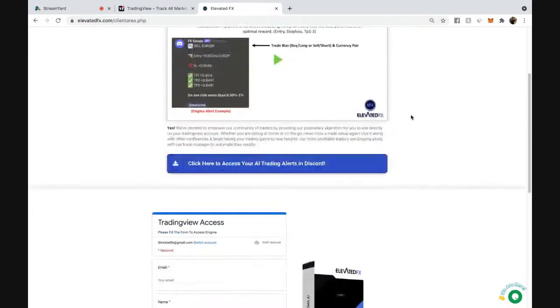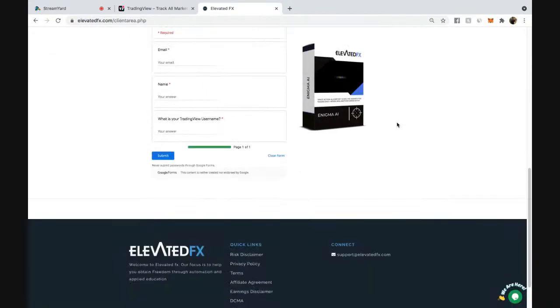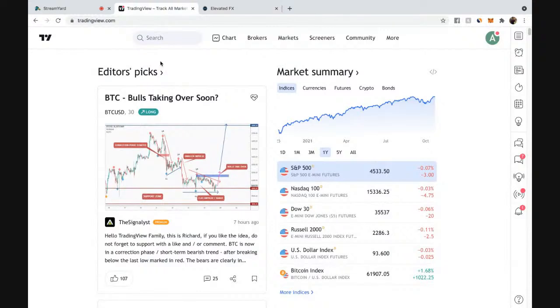Now, for those who need access to this specific indicator, you'll fill out this form with the email you plugged into Elevated FX, your name, and your TradingView username. If any of this is incorrect, you will not get access. But as long as you put in the right information and click submit, you'll be able to go into TradingView and access the Enigma system that I'm referring to.